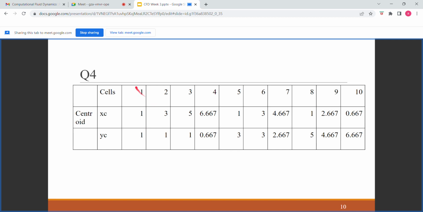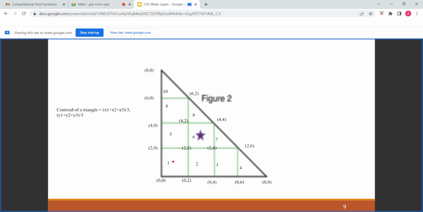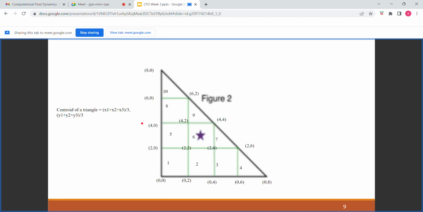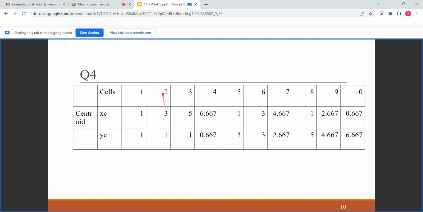We'll see a few cells and understand how it is formed. For example, this is cell 1, and this center point is 1 comma 1. If this is cell 2, in cell 2 this would be 2 comma 0 and 2 comma 4. So the x-axis point would be 3. Similarly, the y-axis point would be 1. So it would be 3 comma 1 for cell 2.